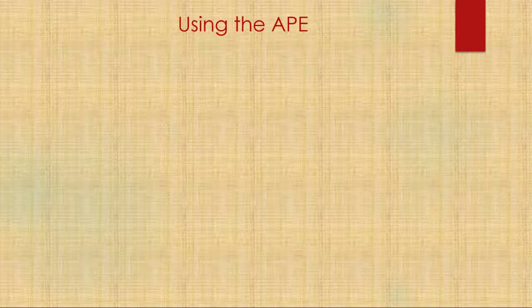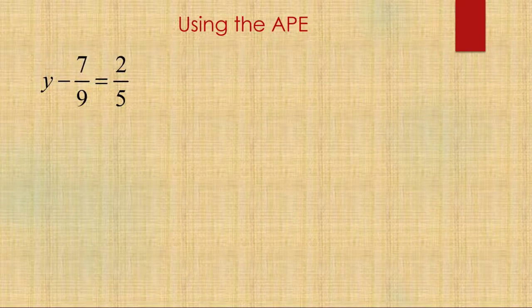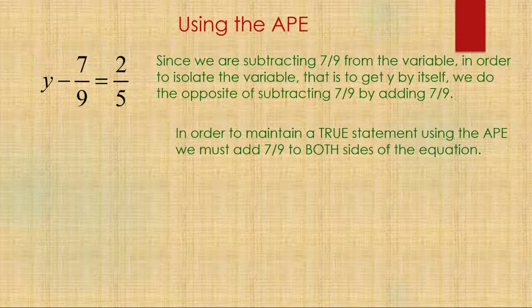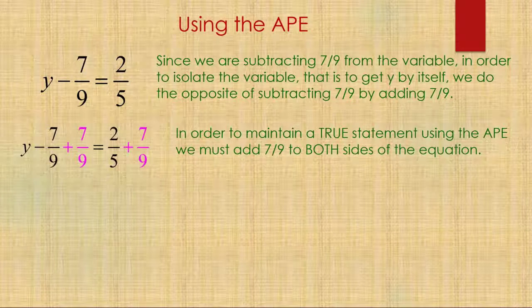So using the addition property of equality, in the equation y minus 7/9 equals 2/5, since we're subtracting 7/9 from the variable, in order to isolate the variable, that is to get y by itself, we do the opposite of subtracting 7/9 by adding 7/9. In order to maintain a true statement using the addition property of equality, we must add 7/9 to both sides of the equation. So here we have y minus 7/9 plus 7/9 on the left and 2/5 plus 7/9 on the right.